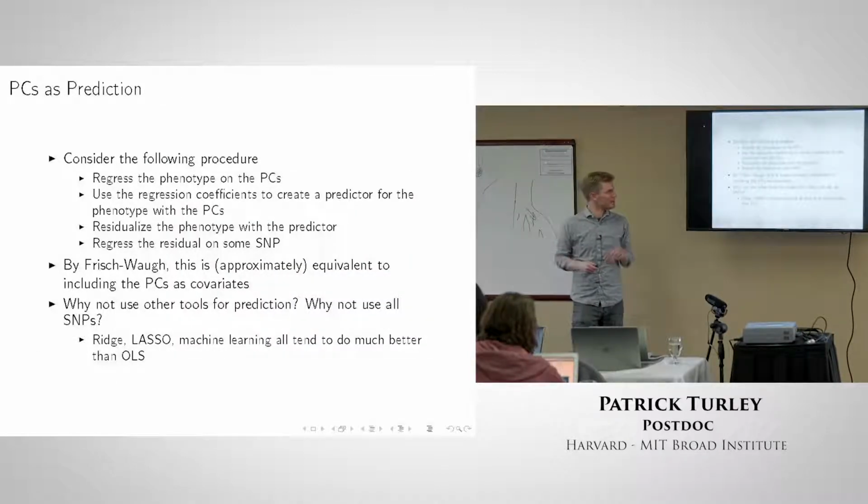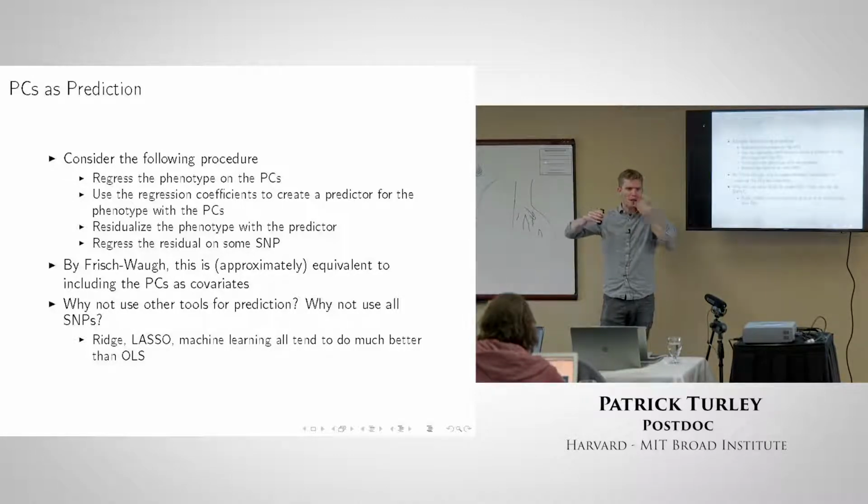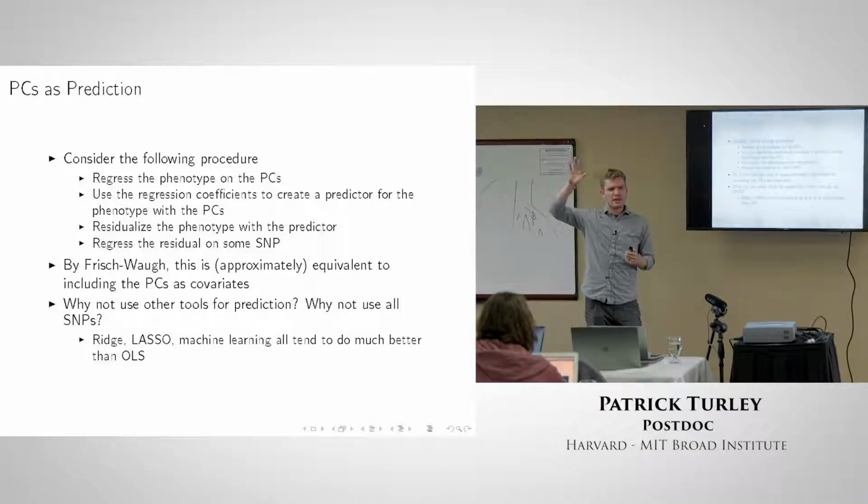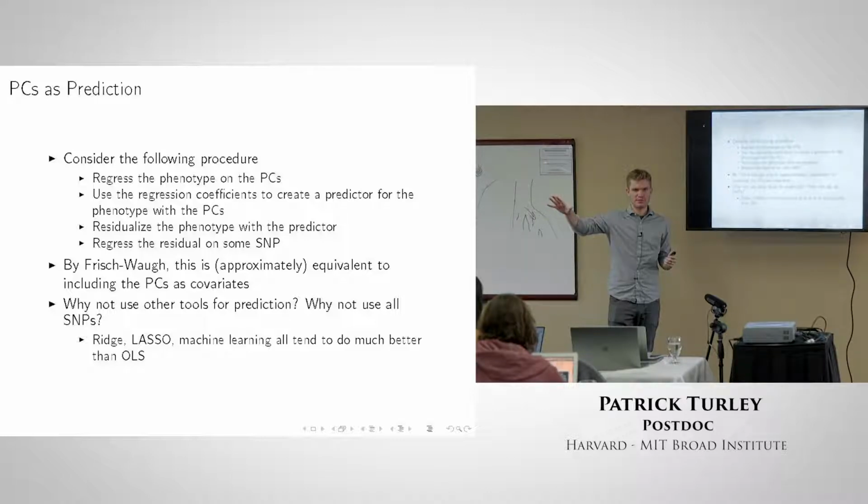Okay, so something to think about. When we control for PCs, imagine a procedure where we first regress the phenotype just on the PCs, so no SNPs, just the PCs. Then we create a predictor for our phenotype with the PCs, residualize out the variation that's due to those PCs, and then regress the residual onto the SNP. Now that's approximately equivalent to just having controlled for the PCs, right? And so we could think of controlling as sort of like predicting in these other groups.